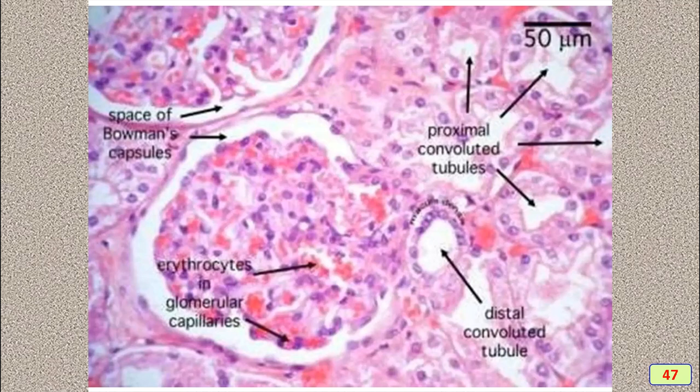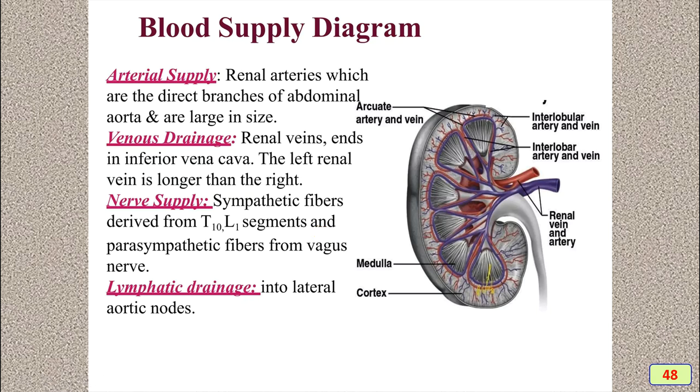These are the histological structures. The space of Bowman's capsule is also known as the capsular space, and the distal convoluted tubules are a little bigger than the proximal convoluted tubules. Most of them you can see here. And whenever there is a pathological change, surely we can find some restoration of these particular renal tubules.